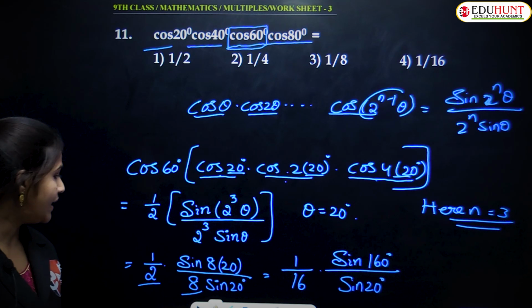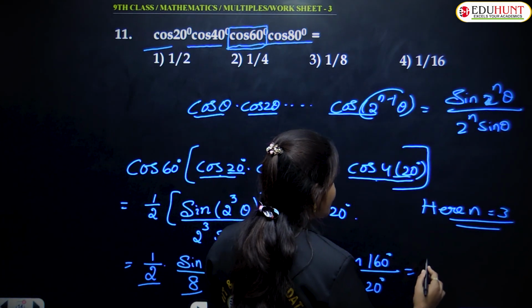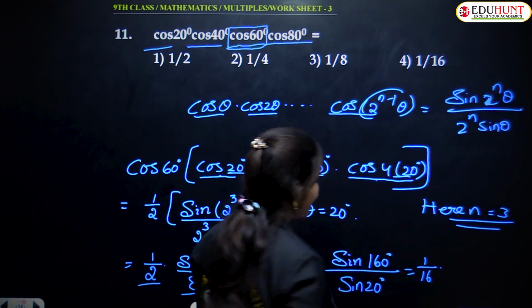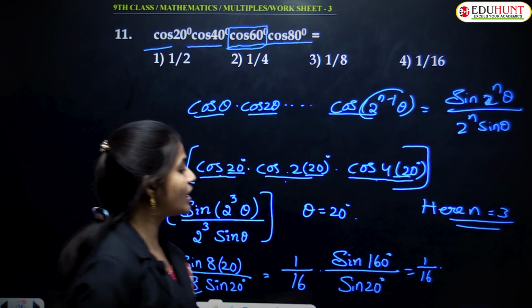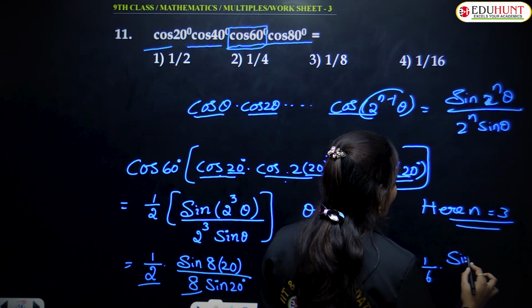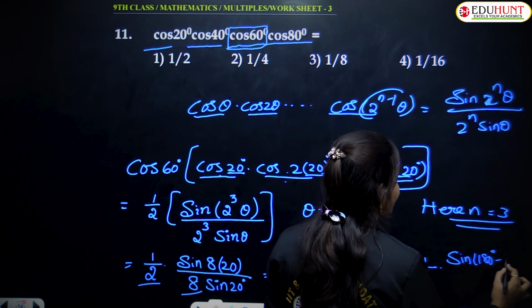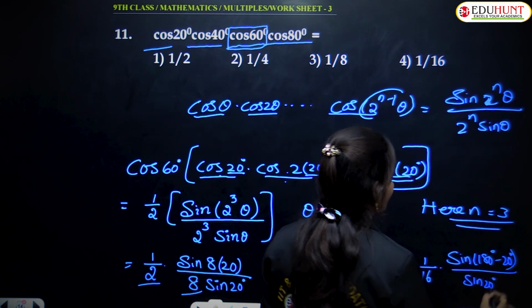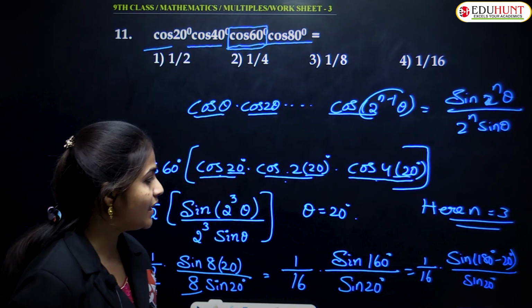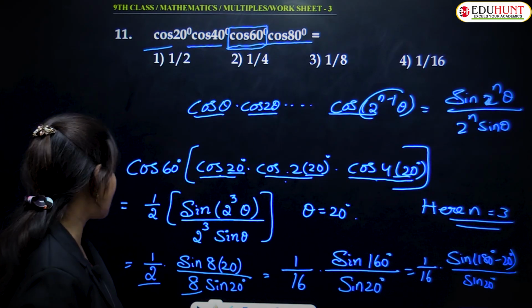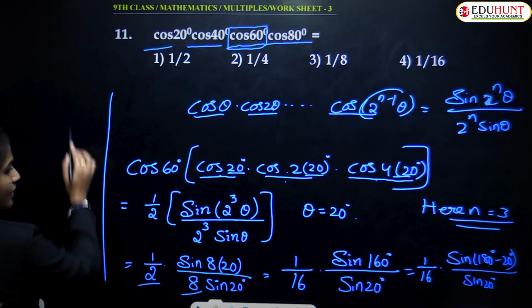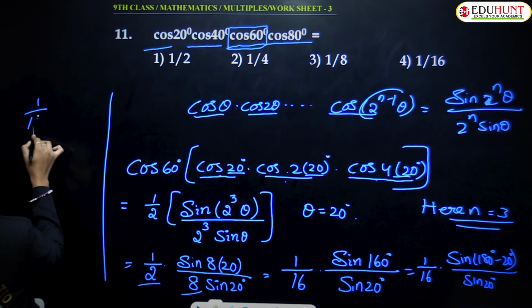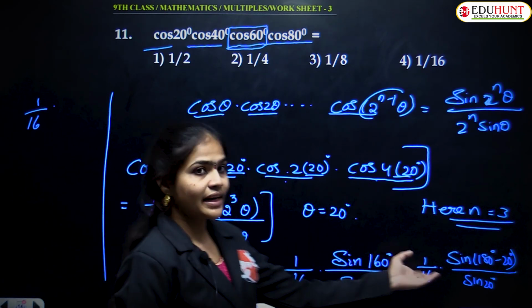Whole by sine 20 degrees. So from this one, 1 by 16 into sine 160, we can write it as sine of 180 degrees minus 20 degrees, whole by sine 20. Sine 180 minus 20 by sine 20 degrees. Which is equal to, here I will write, 1 by 16 into sine 180 minus theta.